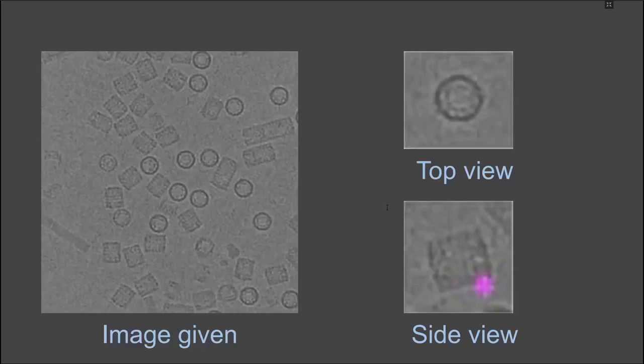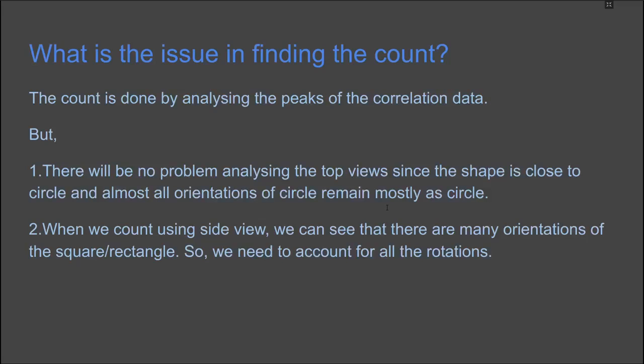Our task is simple. We need to find the number of cylindrical masses present in the image on the left. We can do it by correlation. It is as simple as that, but not quite as simple. Let us look at why.